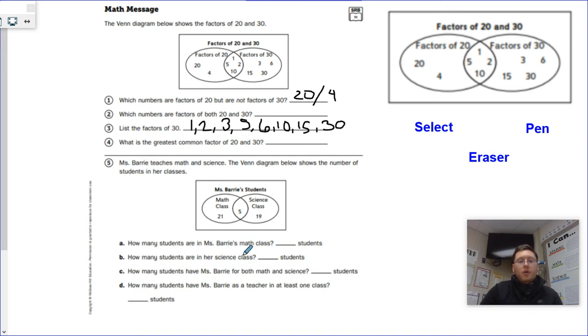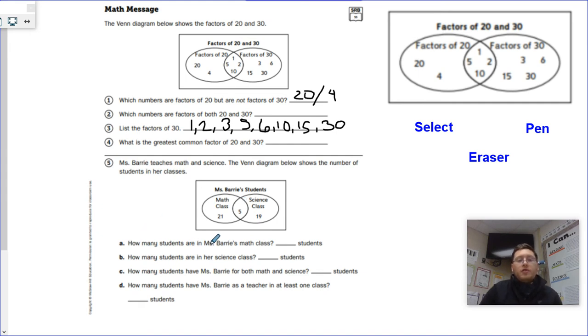Let's look at number 5. We'll do a couple of these. Miss Berry teaches math and science. The Venn diagram below shows the number of students in her classes. So we have Miss Berry's students. She teaches a math class and a science class. Math class, 21 students. Science class, 19 students. And in between both of those classes, 5 students share that teacher. So 5 students go to both classes. Only 21 students go to math. Only 19 go to science, but 5 share both classes.